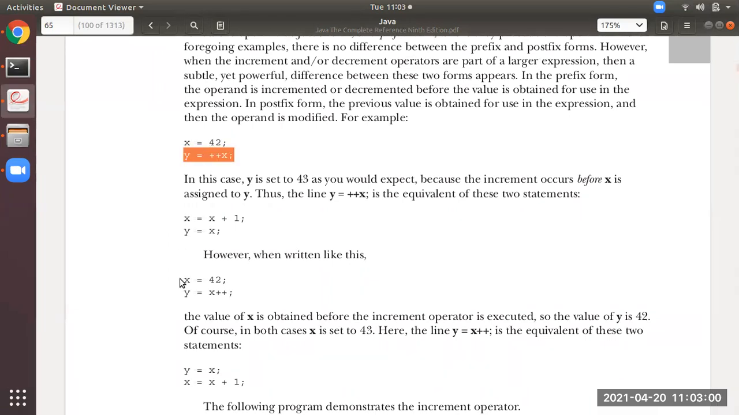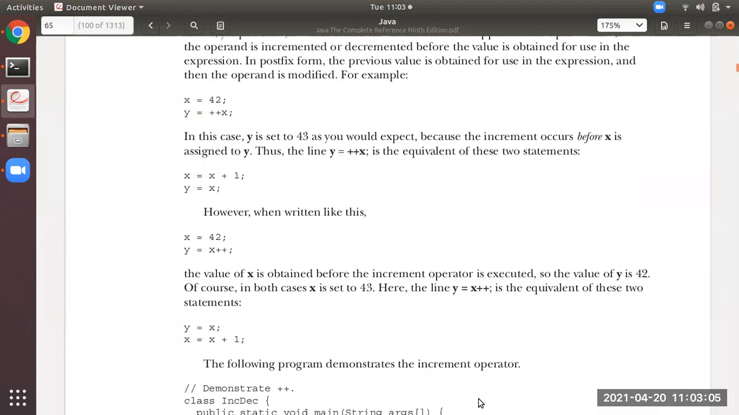Remember, there are two types of increment, pre-increment and post-increment. Okay, I'm going to highlight something you'll see here. This is plus plus x, y is over here, whereas y over here is x plus plus. So remember, in this case, y equal to plus plus x means first x will be incremented. 42 will be incremented to 43. Then it will be assigned to y, that is 43.